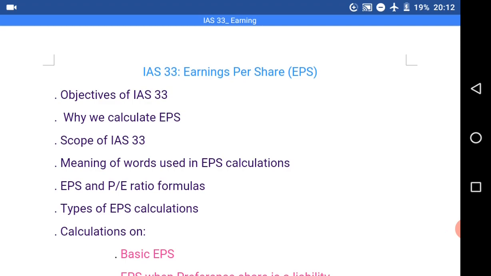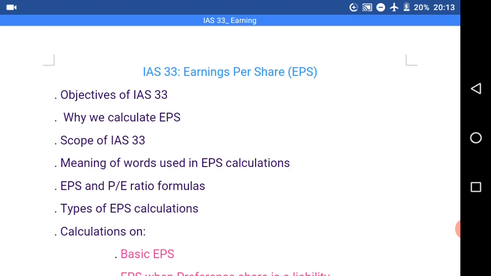The third one here is the scope of IAS 33. The fourth, meaning of words used in EPS calculations. We are going to be covering a bunch of words that are often used in IAS 33 EPS. Then the next would be EPS and PE. PE stands for price earning ratio, and then formulas. We're going to be learning the formulas there.